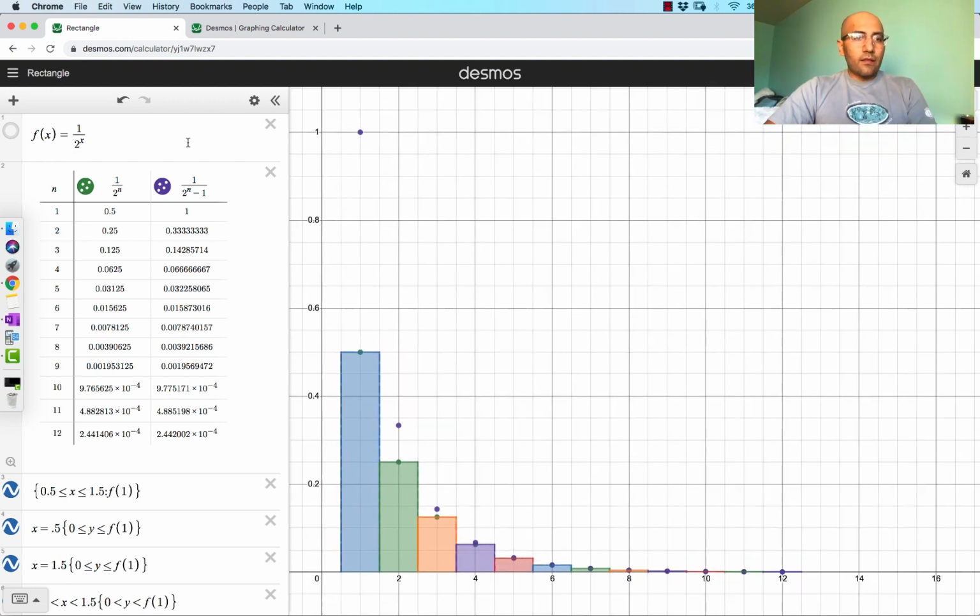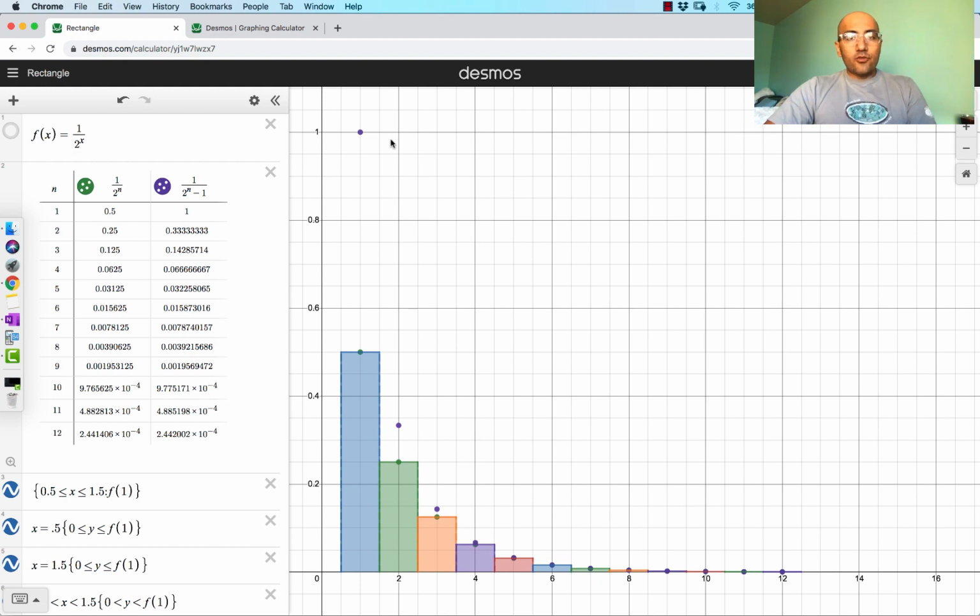When n equals 1, the one we're working with ends up being up here, 1, and then the next term is 0.33, and then the one after that is 0.14, and so on and so forth. So we can see that the purple one is always a little bit bigger than this one.